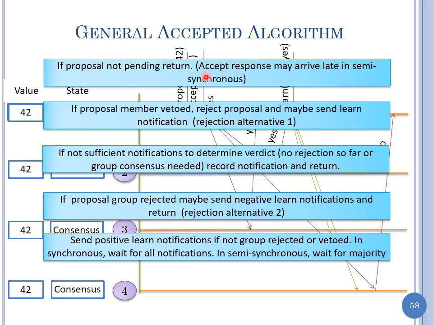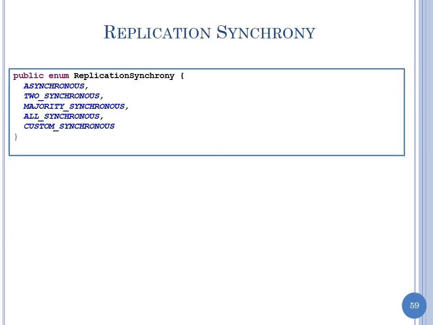So accept responses may arrive late in semi-synchronous, even when there is agreement. That's what I should be saying here. Accept responses can always arrive late in both synchronous and semi-synchronous if the value had been rejected. This is something I've actually implemented. This enum gives you the alternatives. We can be asynchronous, we can be completely synchronous, and then we can be majority synchronous, where we send the good news early as soon as a majority agrees, or we can be too synchronous, where as soon as one other process tells us they've received the value and agrees to it, we send the good news.